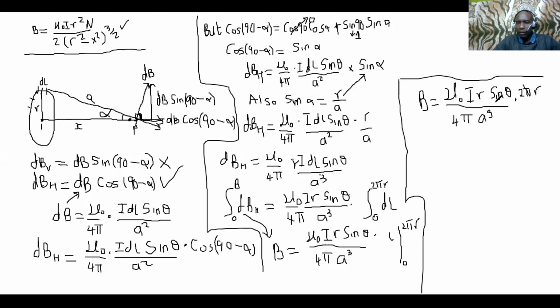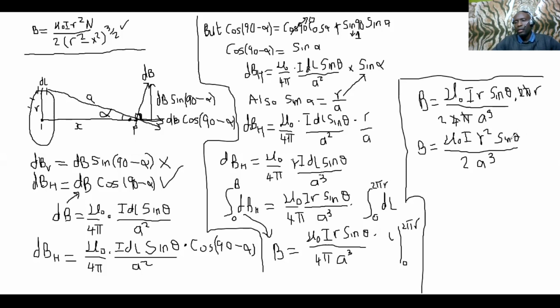Therefore, pi and pi will cancel here, and this 2 will cancel with this 4. We are going to get 2 here. The final expression will be B equal to mu naught I R square sine of theta, divided by 2 A cubed.